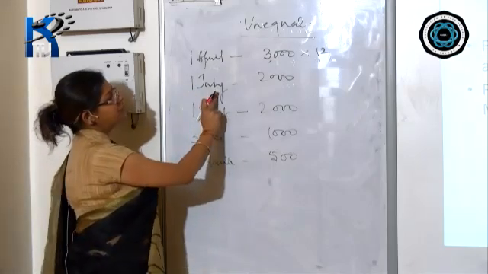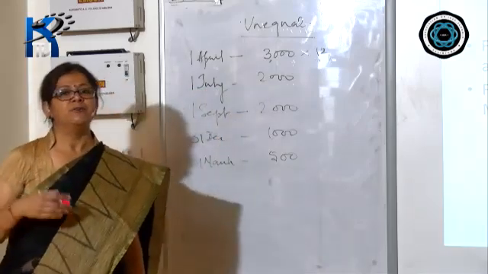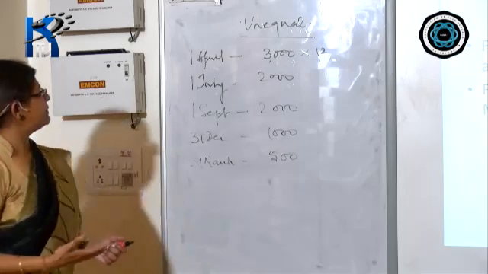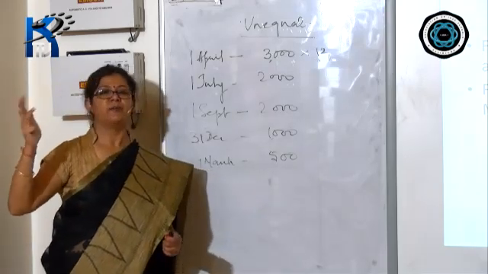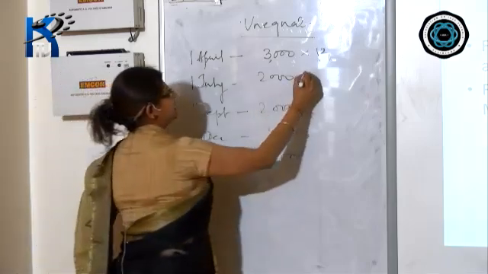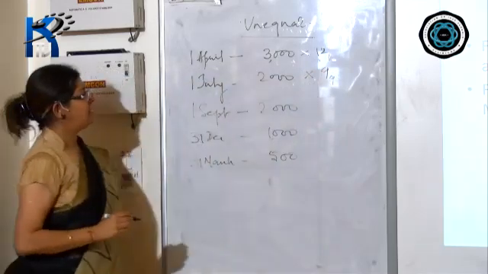He withdrew on 1st July 2000. So if he is withdrawing money on 1st July, for how many months is he using the money? July, August, September, October, November, December, January, February, March. So that makes it 9 months. So he is using this money for 9 months.